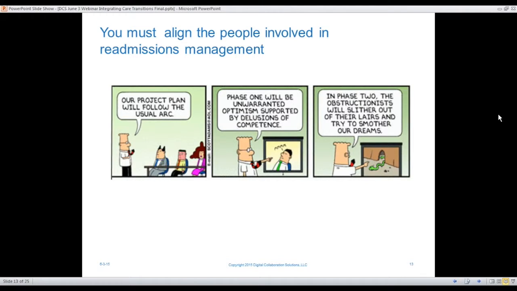When it's said and done, there's a challenge, and our friend Dilbert brings that out when he says you're going to follow the project plan. We'll have the usual arc. Phase one, everyone will have unwarranted optimism and support by delusions of confidence. But in phase two, the obstructionists will slither out of their lairs and try to smother our dreams.